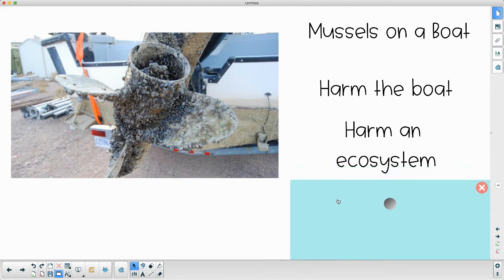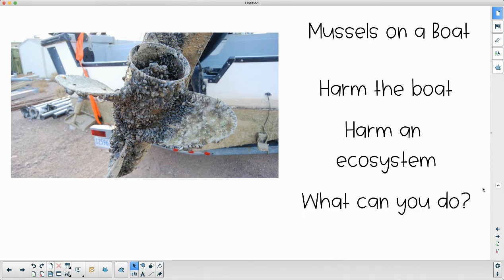Another problem is that it can harm the ecosystem. These quagga mussels, if they are taken to different lakes that they are not native to, can become invasive species, and they can steal oxygen from native species. They can also produce a toxin that is released that can harm other organisms in that ecosystem.